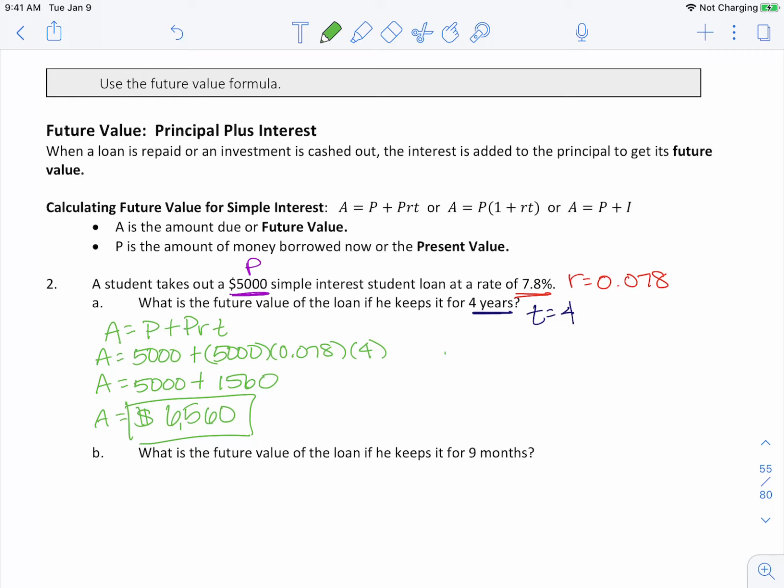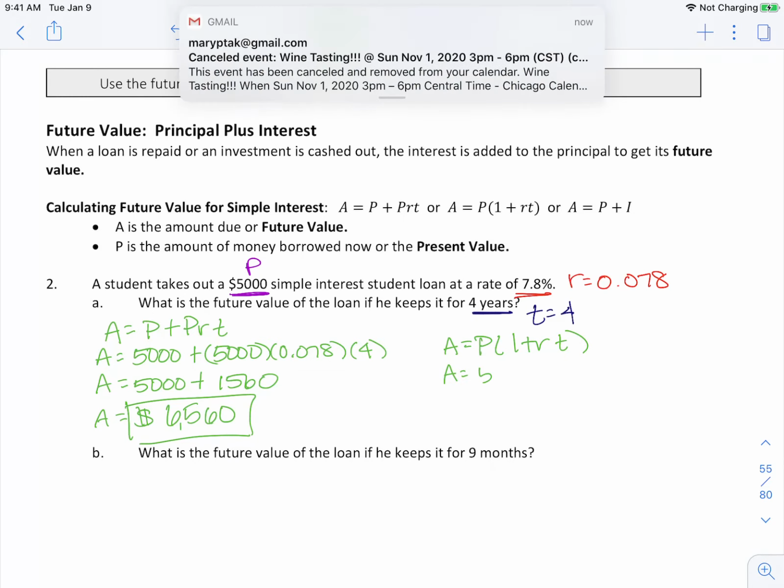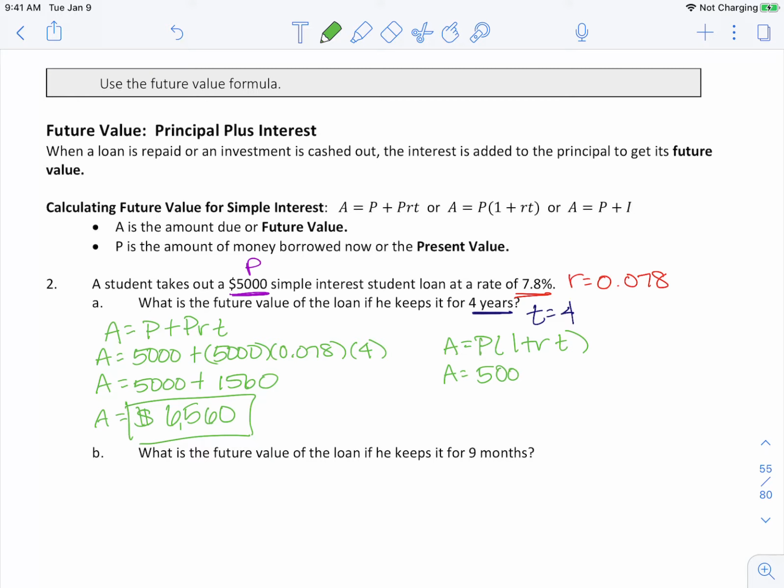If we use the other formula, we have A is equal to P times 1 plus RT. So that's 5,000 times 1 plus 0.078 times 4. And this also gives us 6,560. So personal preference, you can use either formula. You see you get the same answer.